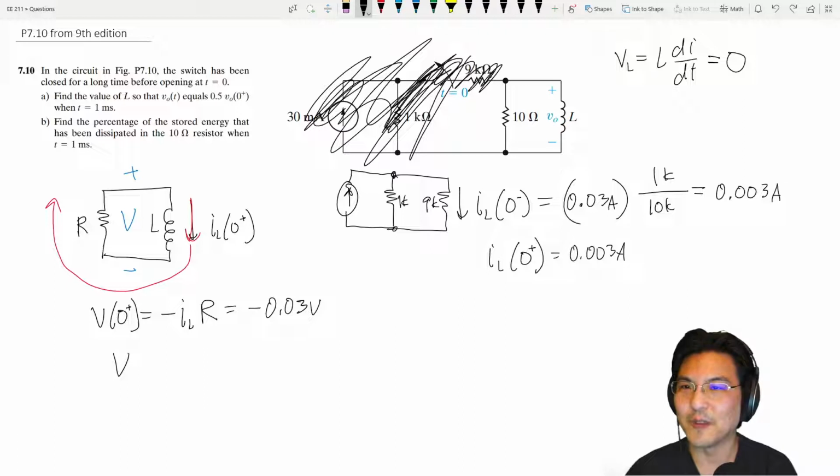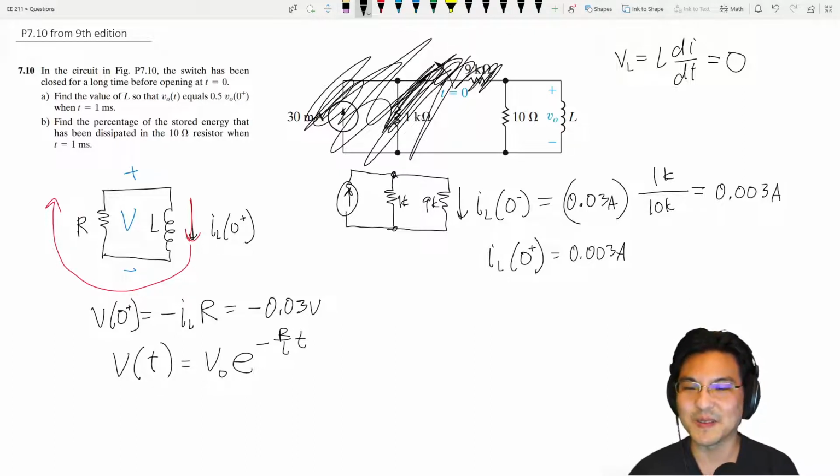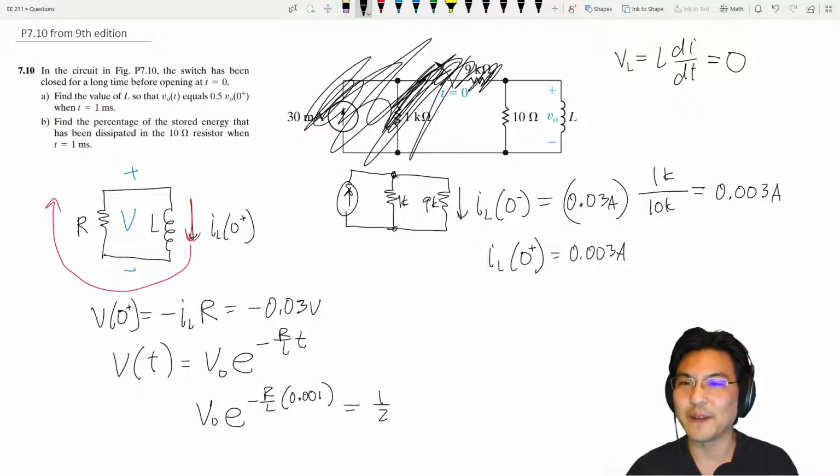So V as a function of time is V naught e to the minus R over L t. You can see previous problems I worked out for that. So we know this, and then we're given this information here: at t equal 1 millisecond, v at t equals 1 millisecond, I'll write it like this, e to the minus R over L at 1 millisecond equals 1/2 V naught.